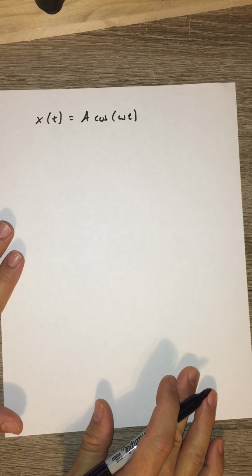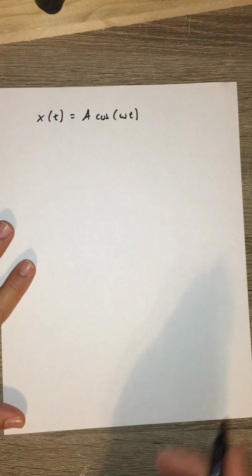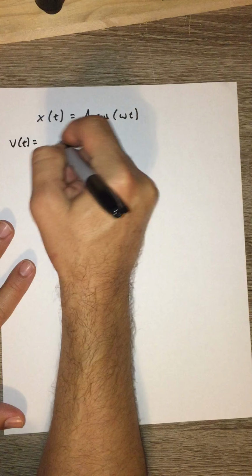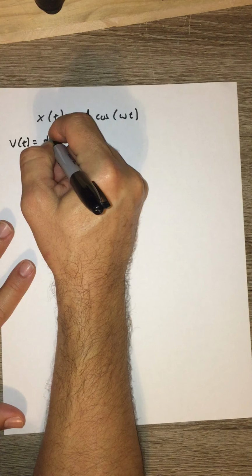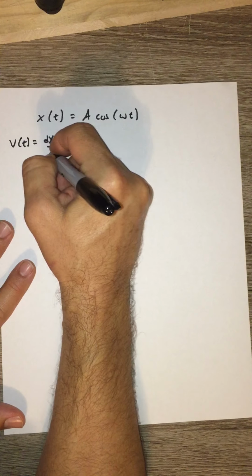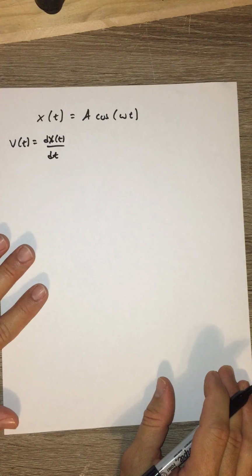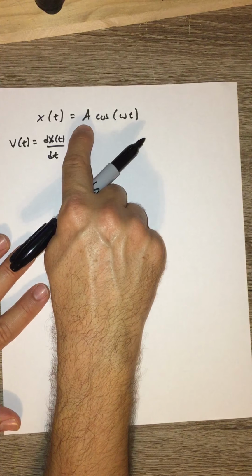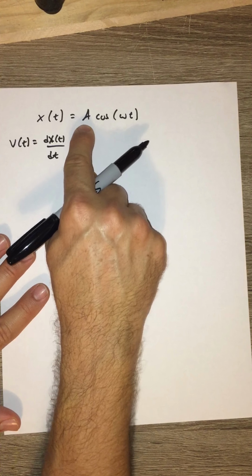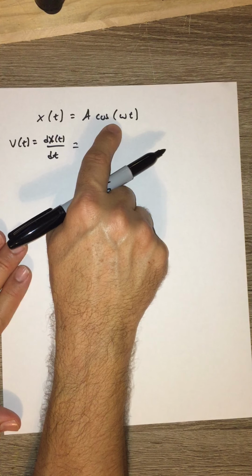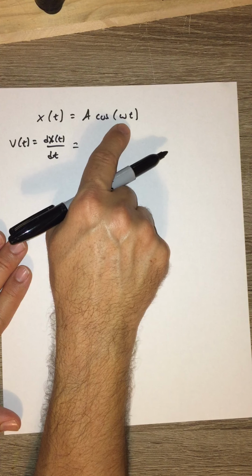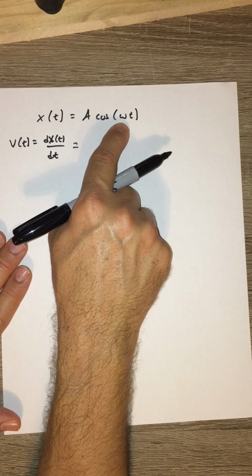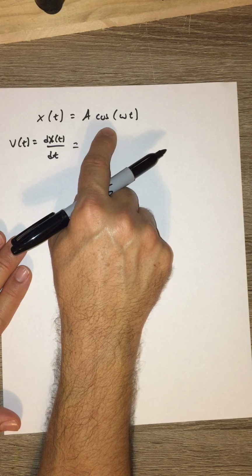But we also know some things about the position function and its relationship to other functions. We know that velocity as a function of time is just equal to the time derivative, dx of t dt, the time derivative of the position. So if I take a time derivative of this, well, A is a constant, it's going to come out. And then I'm going to take a derivative of the cosine. But by the chain rule, I have to take a derivative of the argument of the cosine. Omega is a constant, and it will come out.